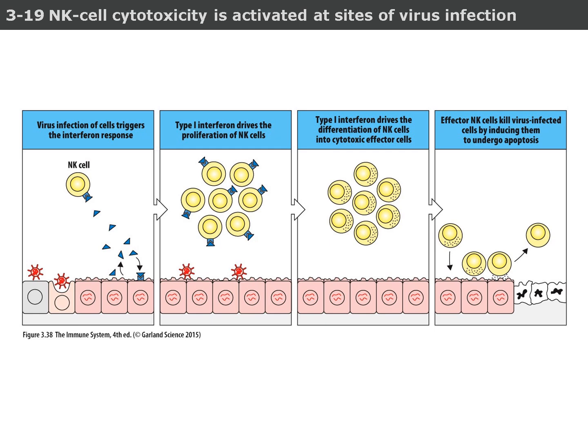As the number of natural killer cells increases, type I interferons also drive their differentiation into cytotoxic effector cells, specialized in killing. Once fully activated, these effector natural killer cells recognize and induce apoptosis, a programmed form of cell death, in the infected cells. This response limits viral replication and prevents further spread of the infection, representing a key early defense mechanism of the innate immune system.